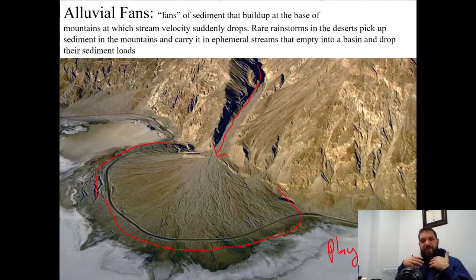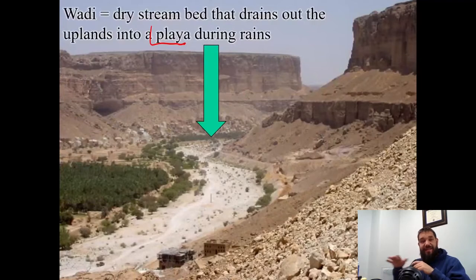And so what happens is when you do get a rainfall, the water flows out of the mountains into the playa, and it often evaporates. So often in playas you get salt buildup and things like that. So you get these salt flats.